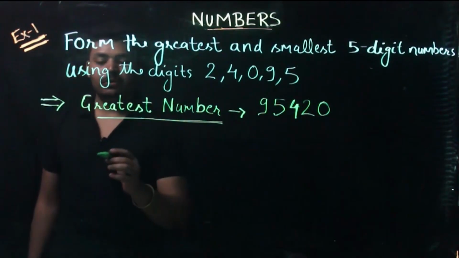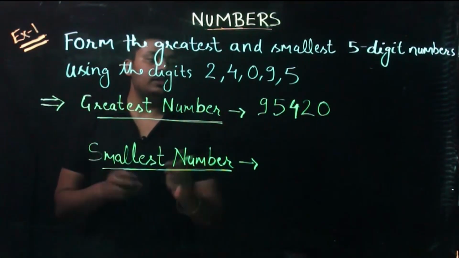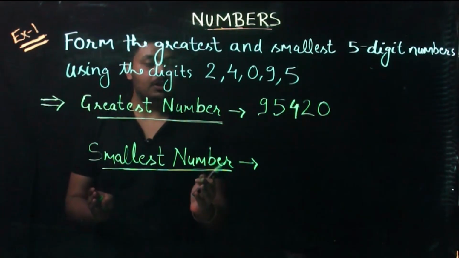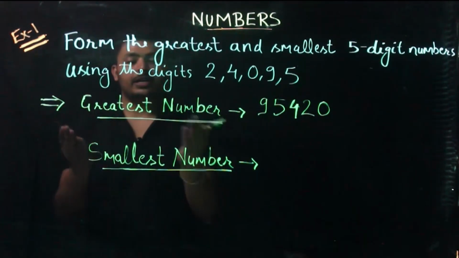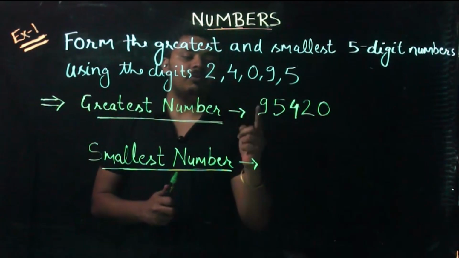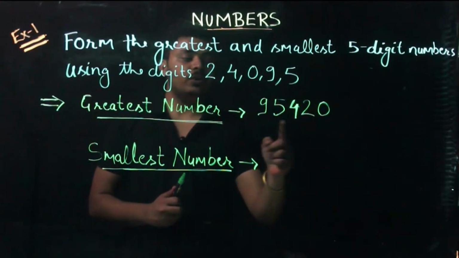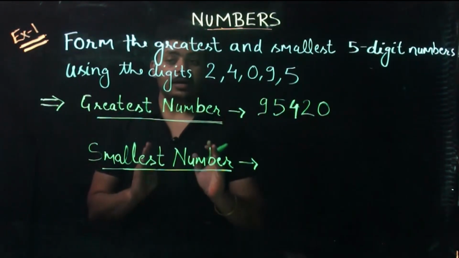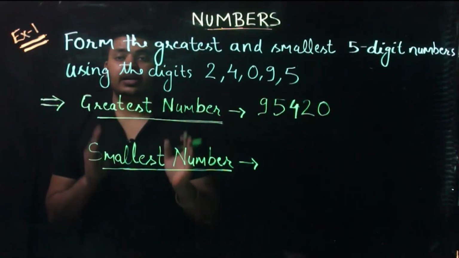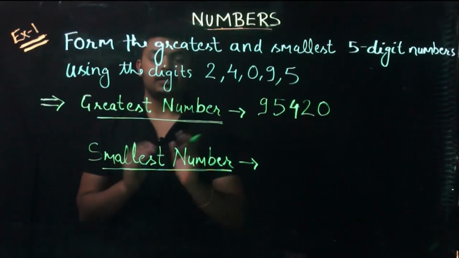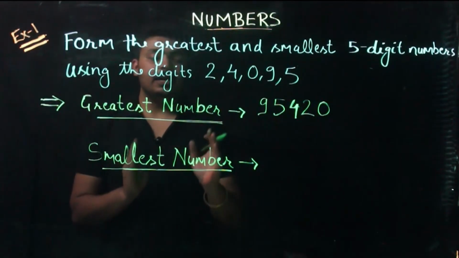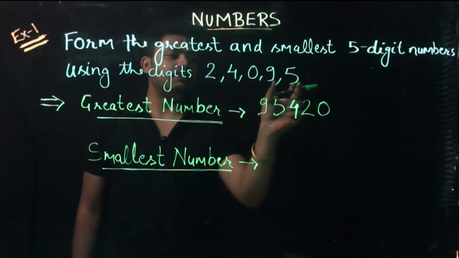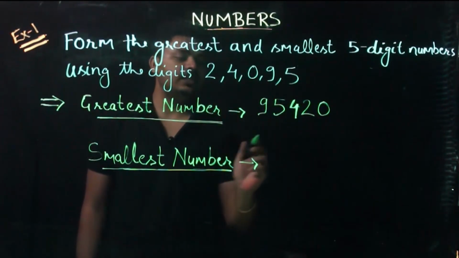Now moving on to our smallest. To form the smallest number, we need to do the opposite of what we did in the greatest number. In the greatest number, we placed the greatest digit first and moved towards the least digit. In the smallest number, we need to place the smallest digit first. But one thing to be kept in mind is that we can never keep 0 at first place, because if we keep a 0, then it becomes a 4-digit number. So except 0, which is our smallest among the 5, among the rest 4, the smallest digit is 2.